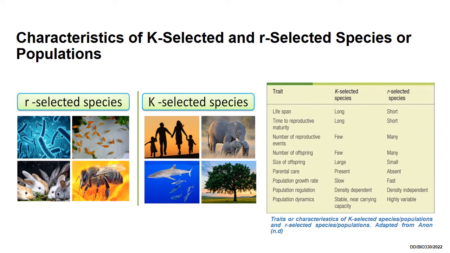How about the size of offspring? Larger in K-selected, but smaller in r-selected. K-selected species also provide parental care, but r-selected species do not. Population growth rate is very slow in K-selected, but very fast in r-selected species. Density-dependent factors regulate population growth in K-selected species. In contrast, r-selected species are regulated by density-independent factors. How about population dynamics? Very stable in K-selected species, normally near the carrying capacity, but highly variable in r-selected species.